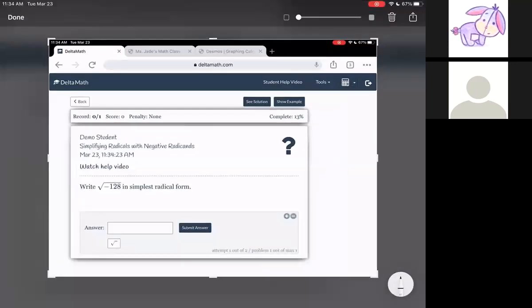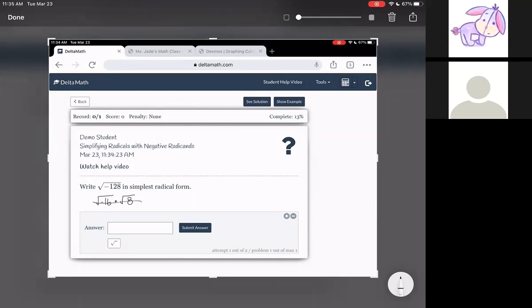And then let's see, -128. Okay, so if you use your calculator, you can find out that -128 can be rewritten as the product of -16 times 8. So on your calculator, try 16 times 8, and it'll give you 128. Oh, and -64 and 2. Oh, that's great. That's actually even better.